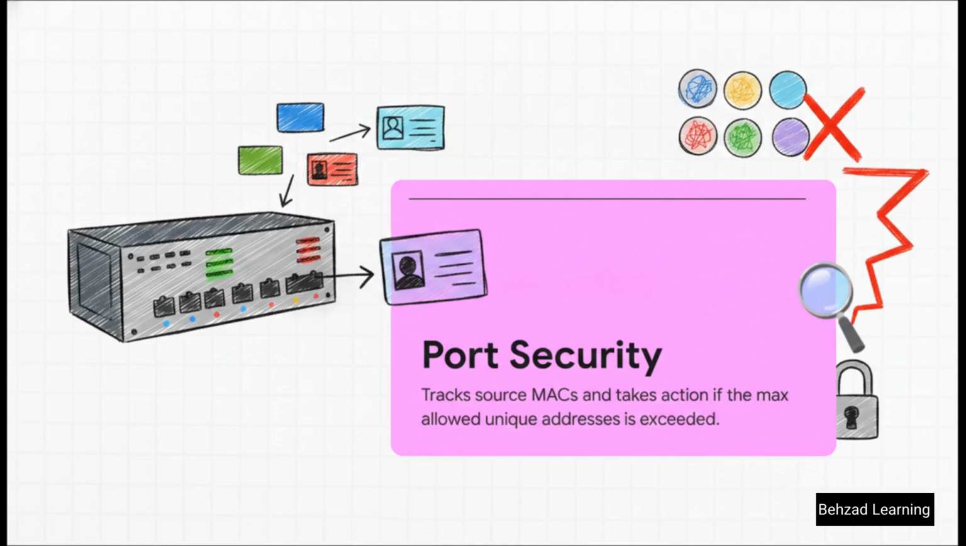Going back to our club metaphor, the MAC address is basically the ID card. The switch looks at every incoming frame, checks that source MAC address against its approved list, and if it sees an ID card it doesn't recognize, or honestly, if it sees way too many unique IDs for that single port, it immediately triggers a security violation.